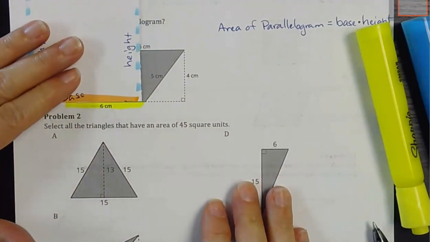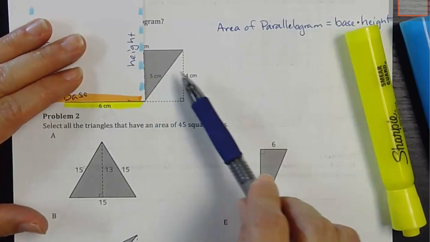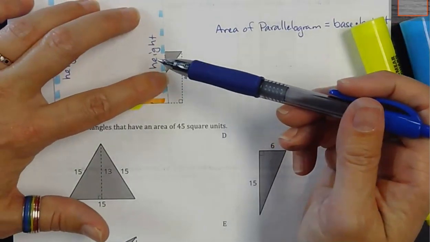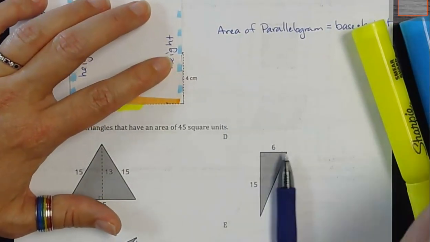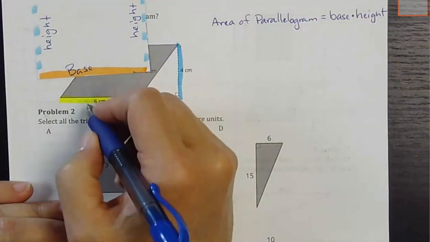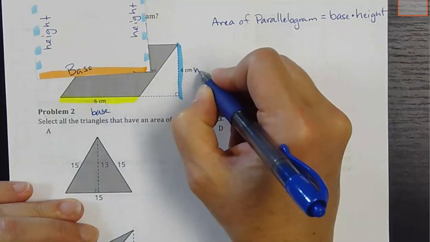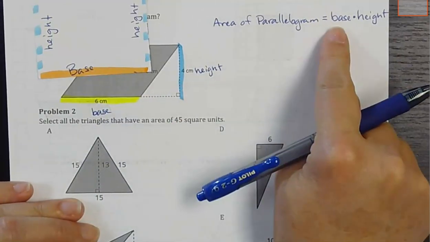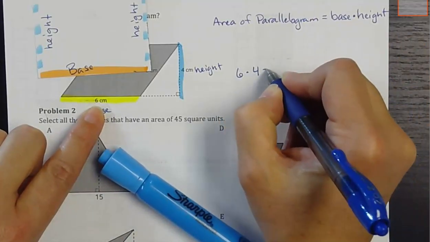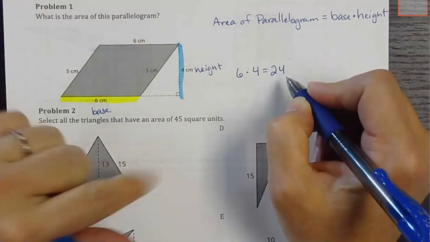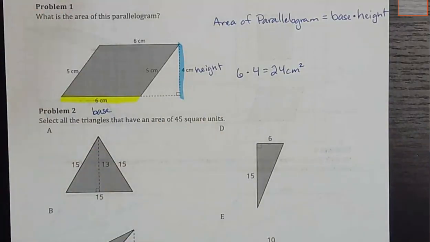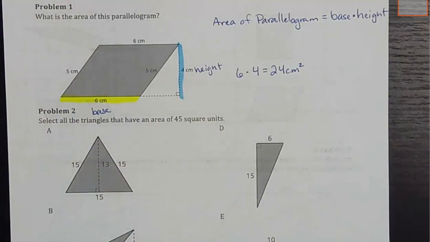And then I'm going to slide to make sure that I can identify whether it's this one or this one that is my height. This one does not meet at 90 degrees. I need it to be 90. So right there, this one is going to be my height. So this would be my base, this is my height, and we just have to do base times height. So 6 times 4 equals 24, and then label it centimeters squared. Remember, area is always going to have that little squared on it. That's it for problem number 1.